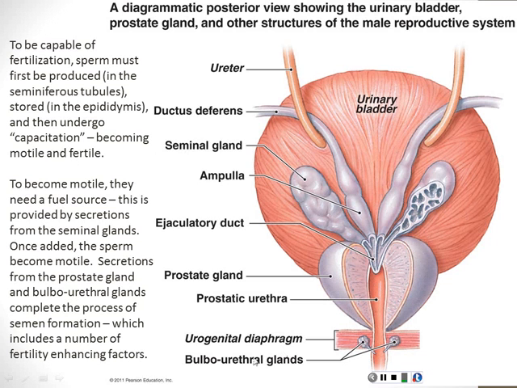And then finally, the bulbourethral glands, which are found near the tip of the penis, also contribute some final activating factors that sort of give the sperm a pep talk, so to speak, and get them swimming and going on their way out. So sperm all by themselves can't do anything, so we have to have these contributions of these other glands to make fertility happen.